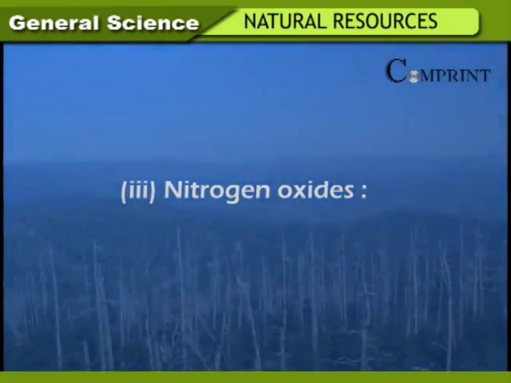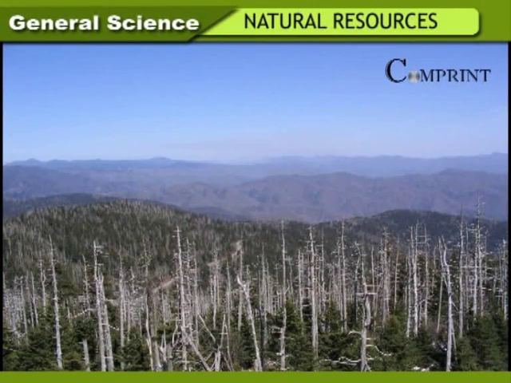Nitrogen oxides. Nitrogen oxides like nitrogen dioxide, nitrogen trioxide, and nitric oxide also lead to acid rains. Nitrogen oxides evolve due to intense temperature in the environment. Acid rains increase the acidity of soil, plants are destroyed, aquatic beings lose their lives, and water pollution increases.